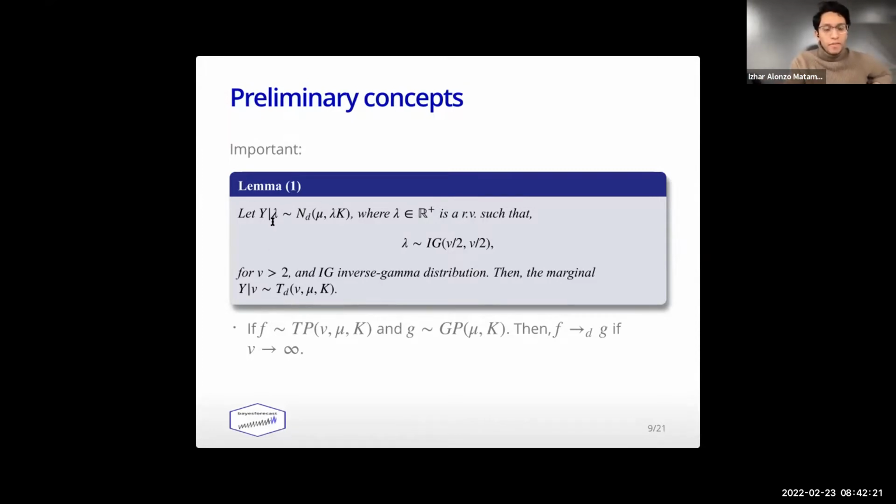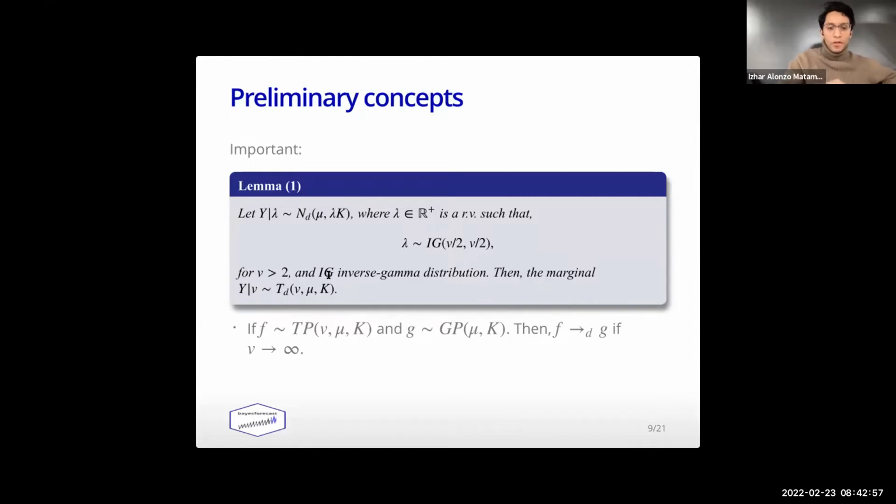The idea is, if we have a vector G that depends on this parameter lambda, and we assume that this vector has a multivariate normal distribution with mean mu and covariance matrix K multiplied by this scalar lambda, where lambda is a positive random variable with an inverse gamma distribution, where V, the degrees of freedom, has to be bigger than 2. So in this case, if we marginalize G with respect to lambda, the distribution that we get is that G will have a Student T distribution with degrees of freedom V, location parameter mu, and covariance matrix K.